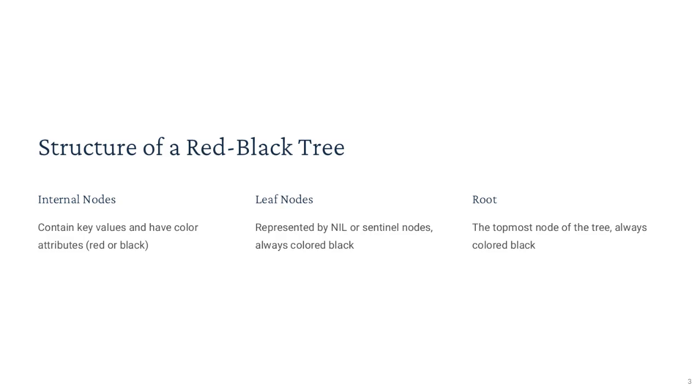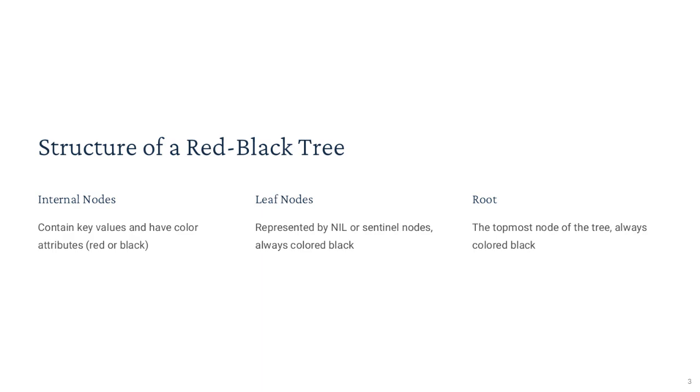A red-black tree is composed of 3 main elements: internal nodes, leaf nodes, and the root node. Internal nodes are the primary components of the tree and contain key values, as well as color attributes of either red or black. These nodes form the core structure where most operations, such as search or insertion, occur.